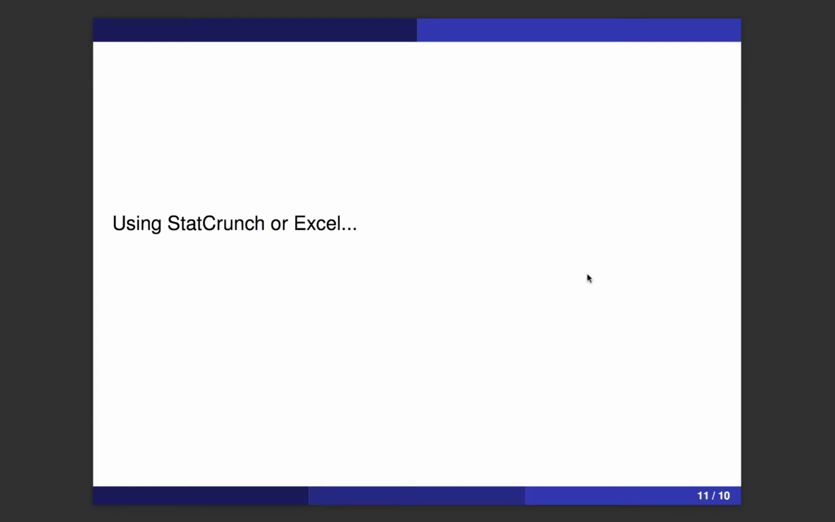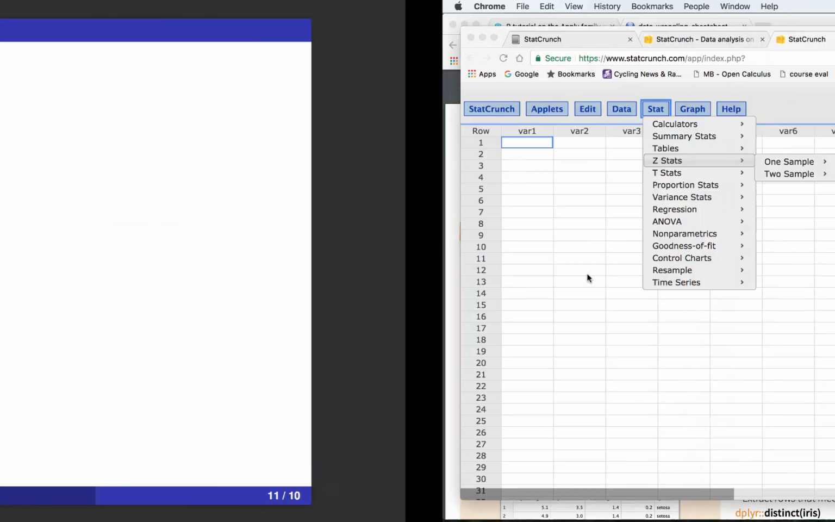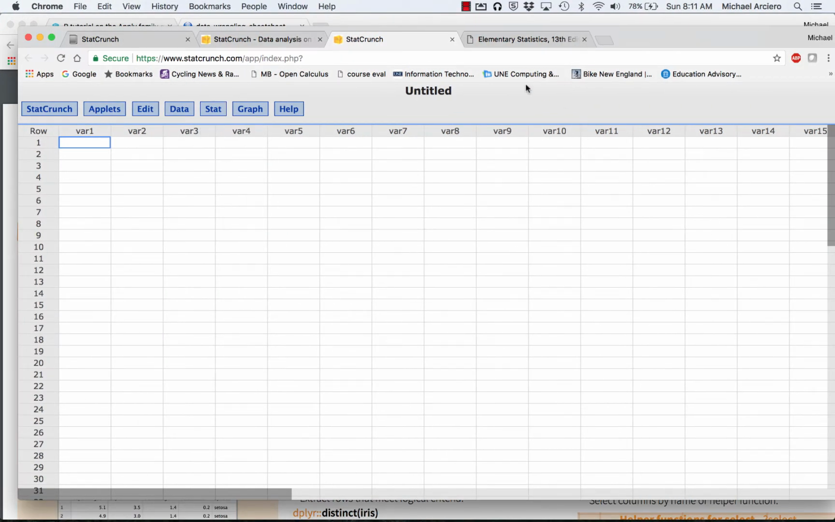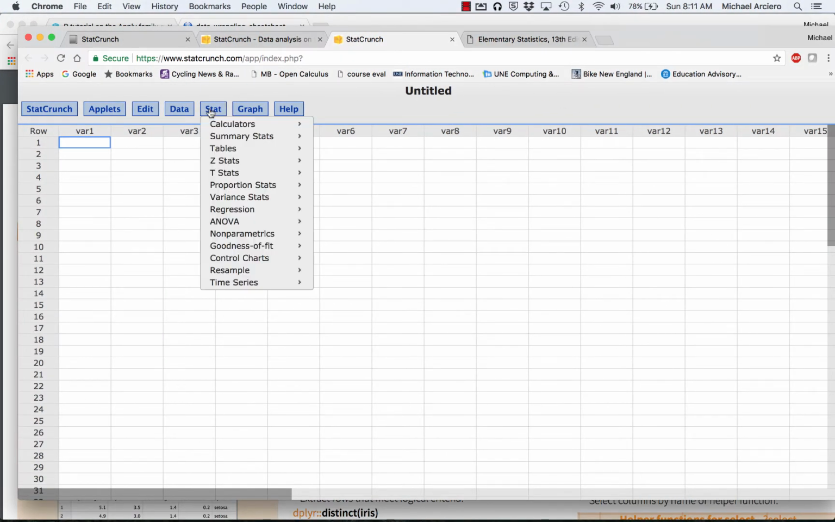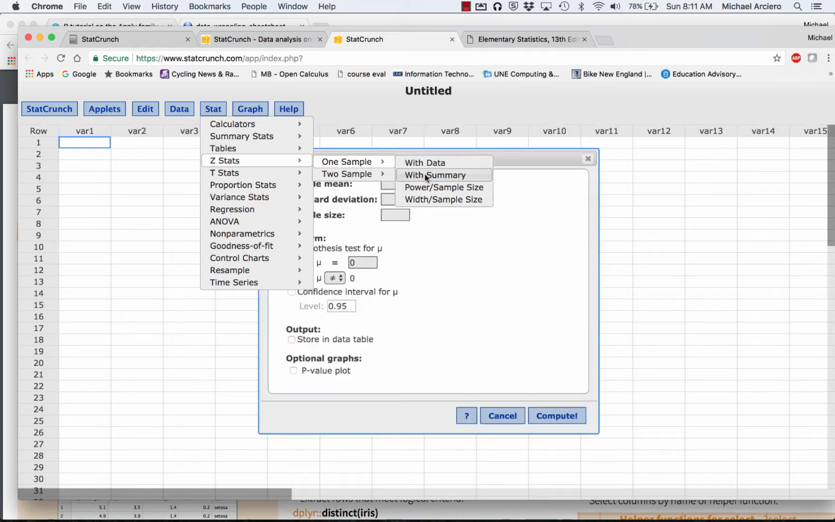This is very easy to do using StatCrunch or Excel, so we'll try that next. In StatCrunch, we're going to go over to Stat, and notice we have a selection for Z stats or T stats. These are based on whether you're going to use the t distribution or the z distribution. We know the z distribution we use when sigma is known. We're going to select one sample, and we're just entering the summary data. Now, if we had the raw data, we could just use StatCrunch to select the data. But we have the summary data.